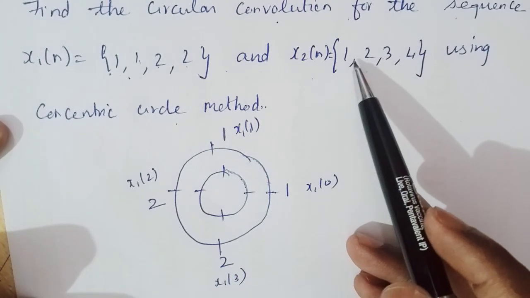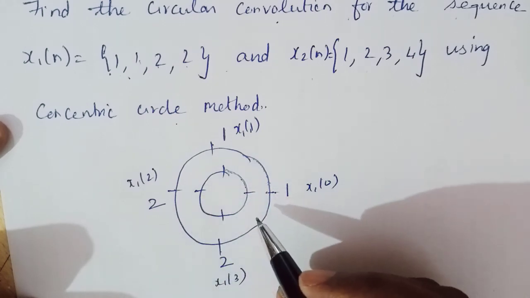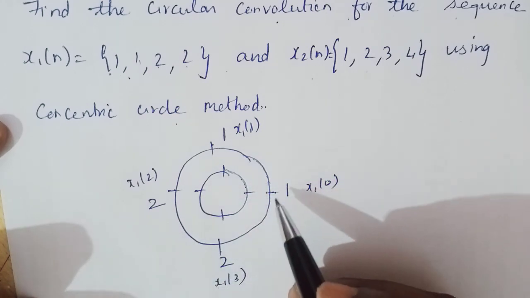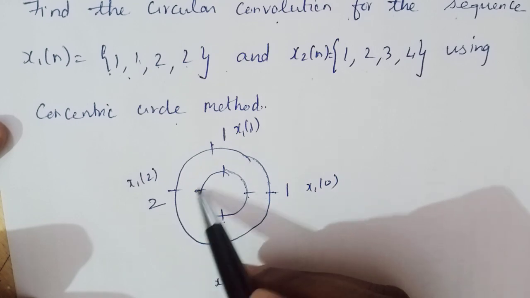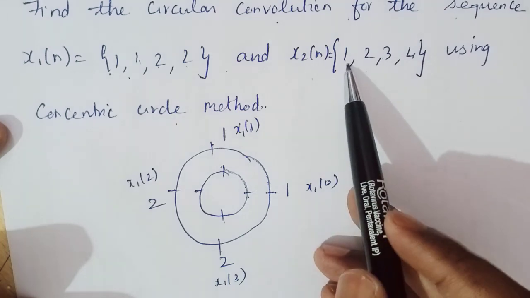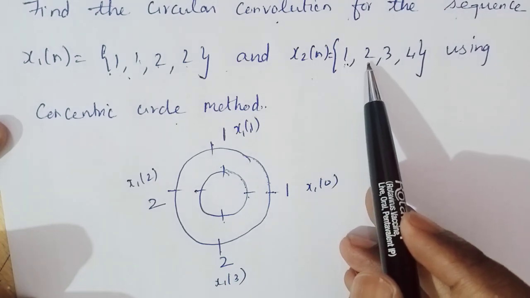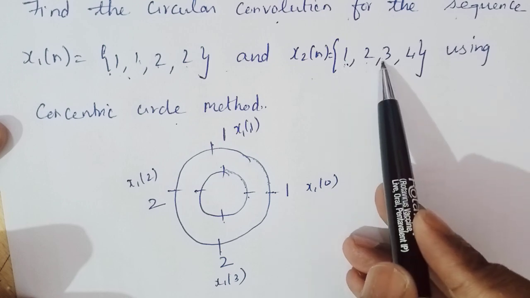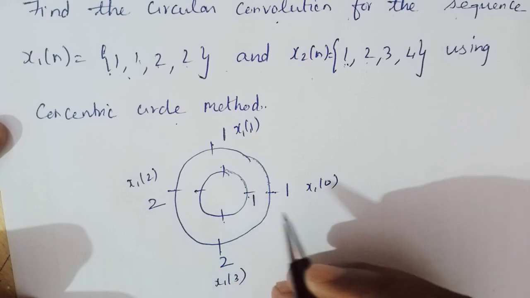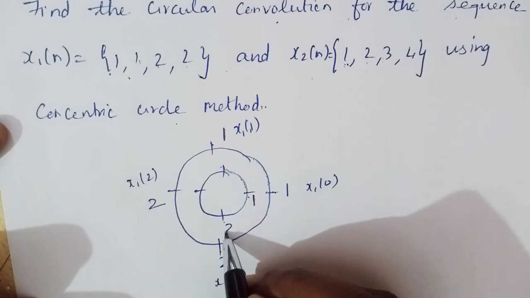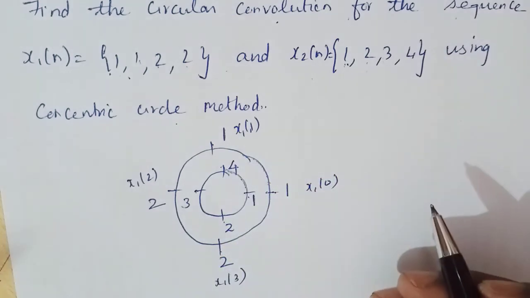The other concentric circle we plot in a clockwise direction. When I say clockwise direction, this is x2(0), x2(1), x2(2) and x2(3). The values are x2(0) is 1, x2(1) is 2, x2(2) is 3 and x2(3) is 4. This should be in the clockwise direction: 1, 2, 3, 4.